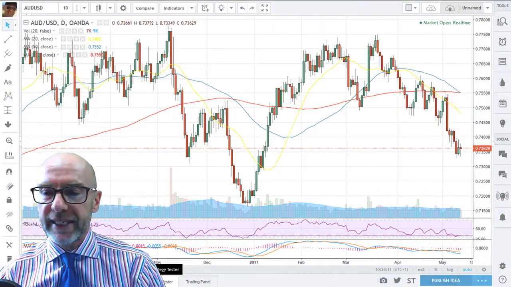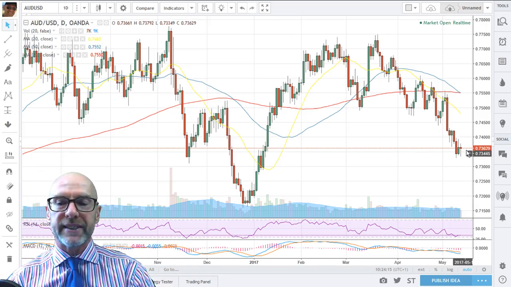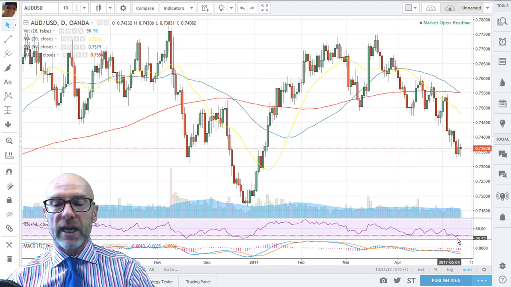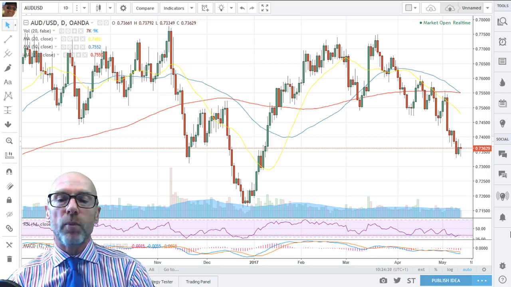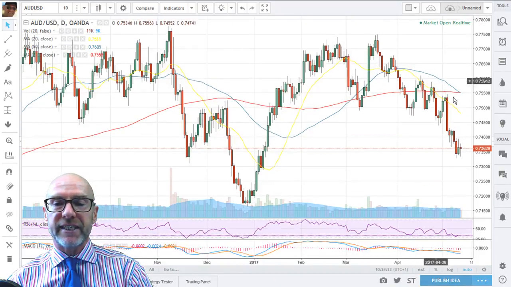Here we have the daily, so each candle represents one day, and you can see the weakness that we've had in the Aussie dollar. And you can see the RSI did go oversold. It's bounced slightly the last couple of days, but still down at 34.25. And you can see the severe downtrend that we're in. Are we at the bottom level of a downtrend, and can we bounce?